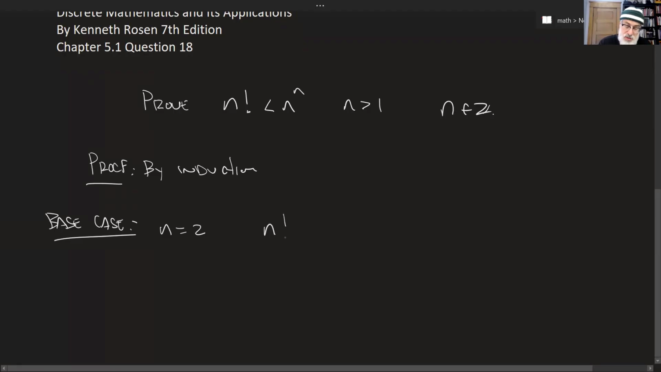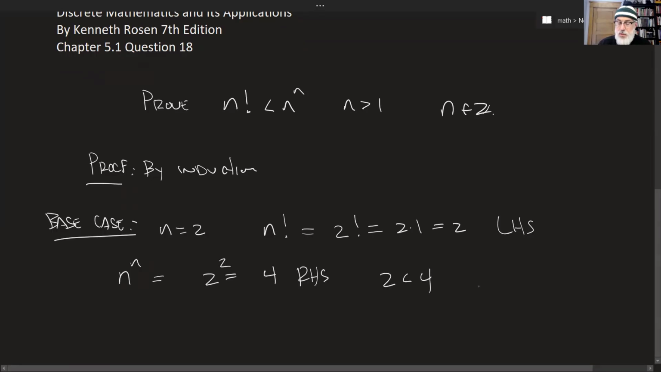Now for n factorial, we have 2 factorial, which is 2 times 1, which is 2. We'll think of this as the left-hand side. And then for n raised to n, we have 2 raised to 2, which is 4. And that's the right-hand side. So 2 is indeed less than 4. So the base case holds.